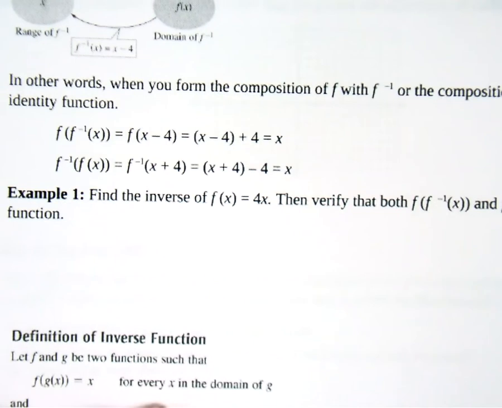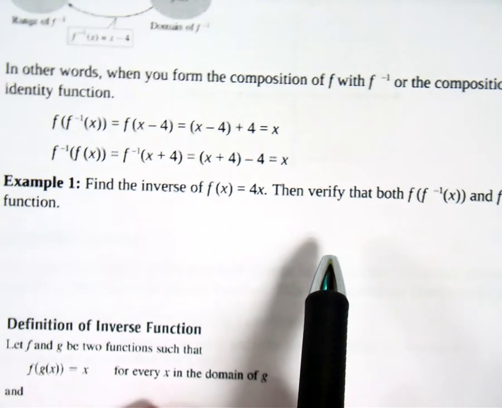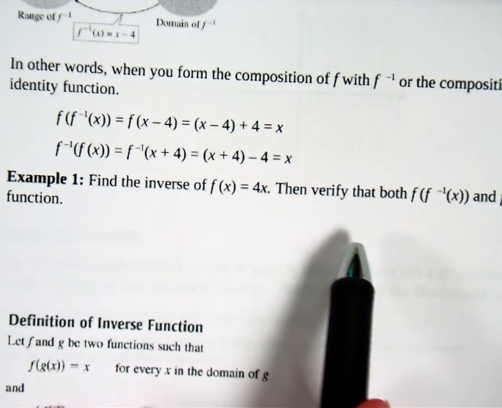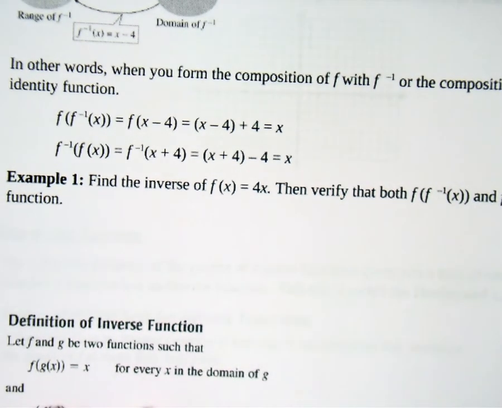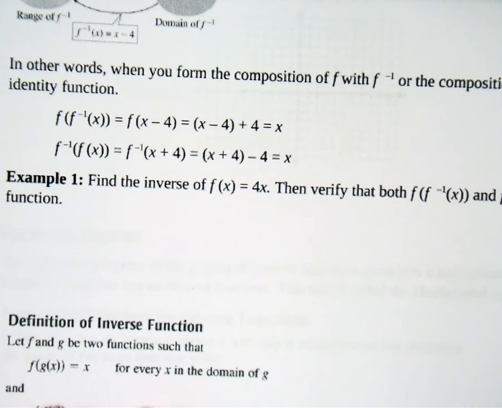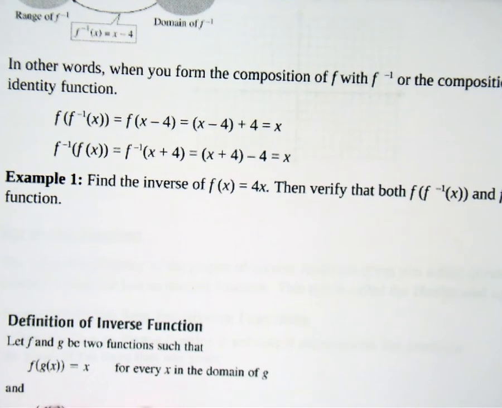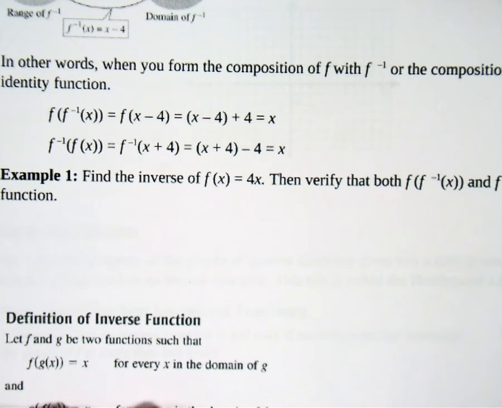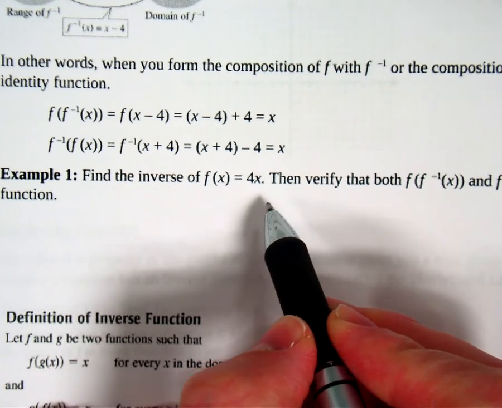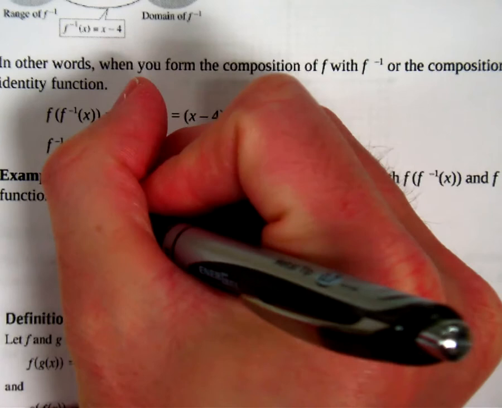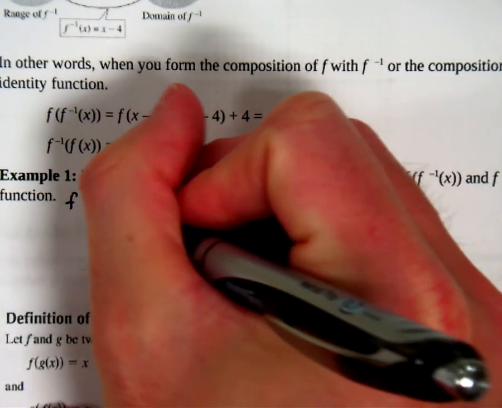Find the inverse of 4 times x. That would verify, and then verify both ways, f of f inverse and f inverse of f, to verify they are equal to the identity function. Just they take it back to x. Alright, so 4 times x, let's not think too hard here. The inverse should be x divided by 4.